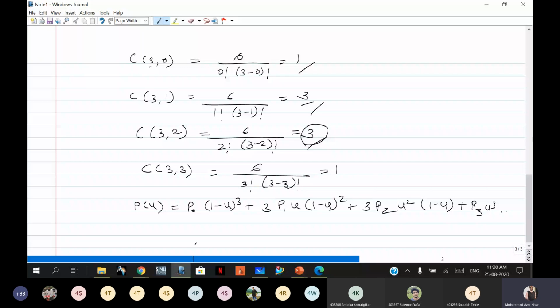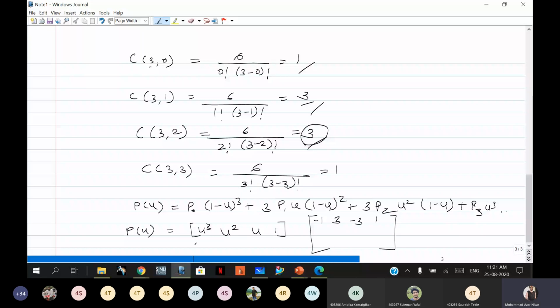Then you can also take all this degree into 1, that is P of u equal to u cube. So converting this equation into matrix form, u cube, u square, u and 1, and the matrix will become minus 1, 3, minus 3 and 1.